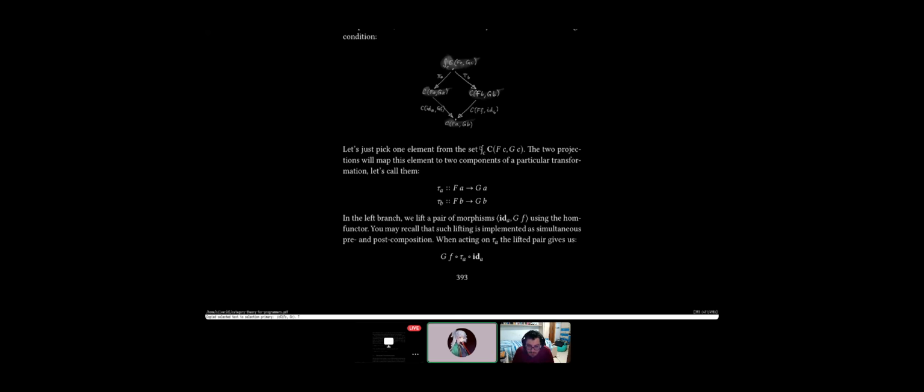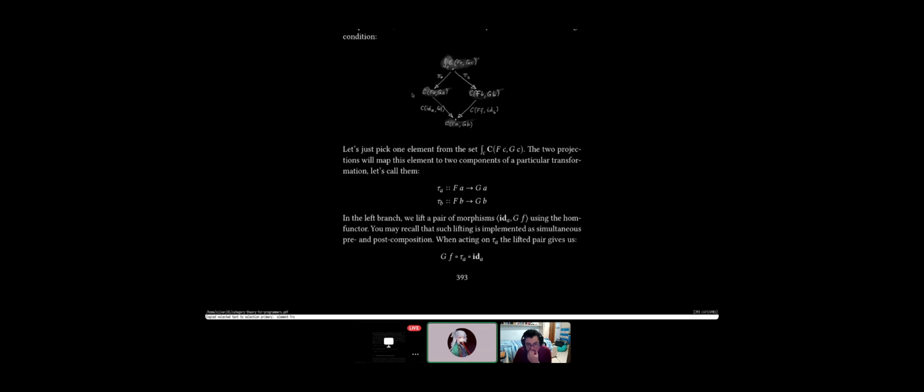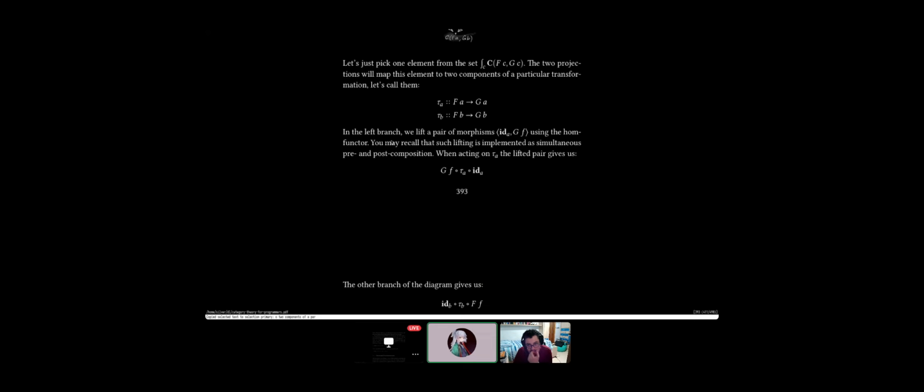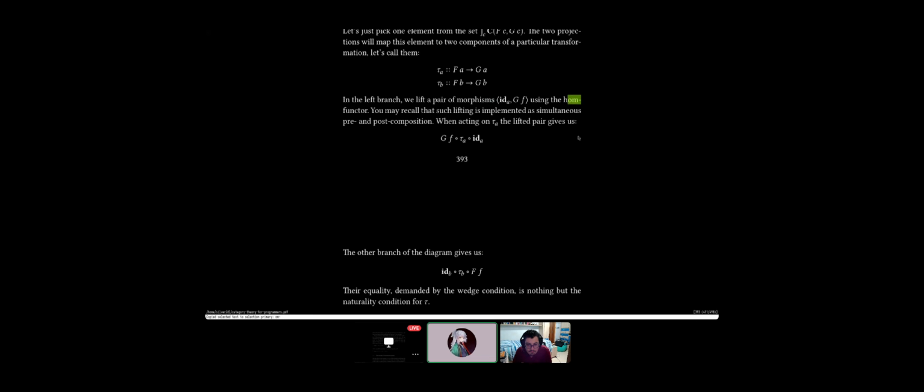Okay, we're picking an element from this, so we're picking a natural transformation, and then the two projections will map that element to two components of this. On the left, we lift the identity and g of f using the home functor, and this is implemented as a simultaneous pre and post composition. We saw this before, a couple times actually, right? I don't remember a couple times, but at least one chapter.